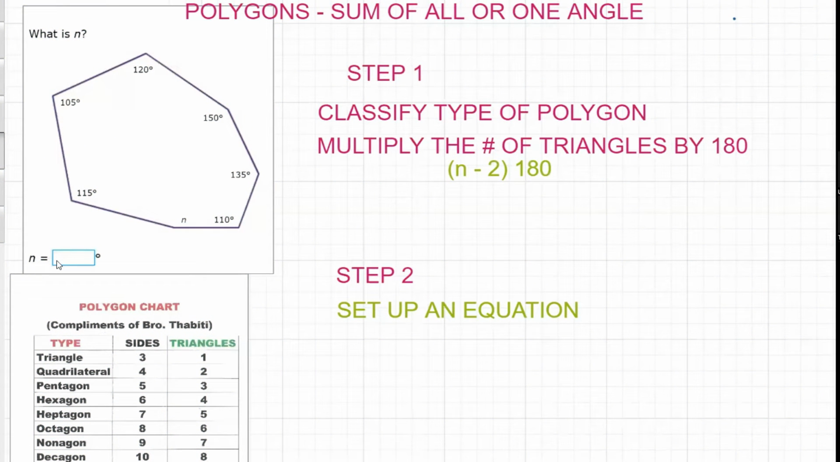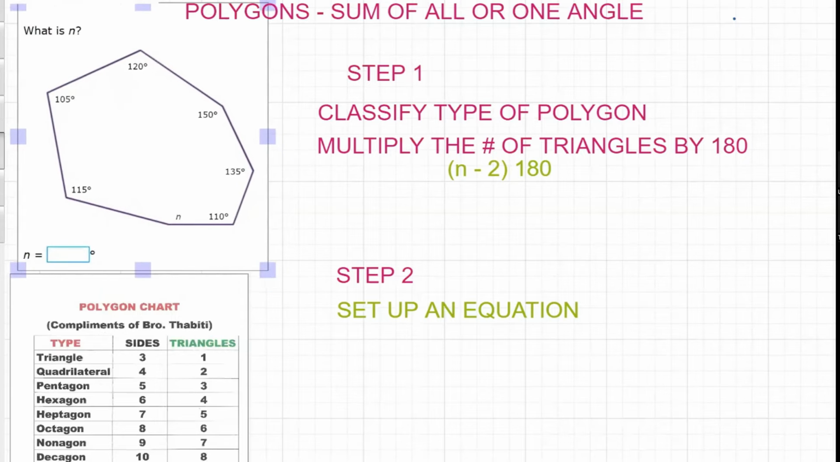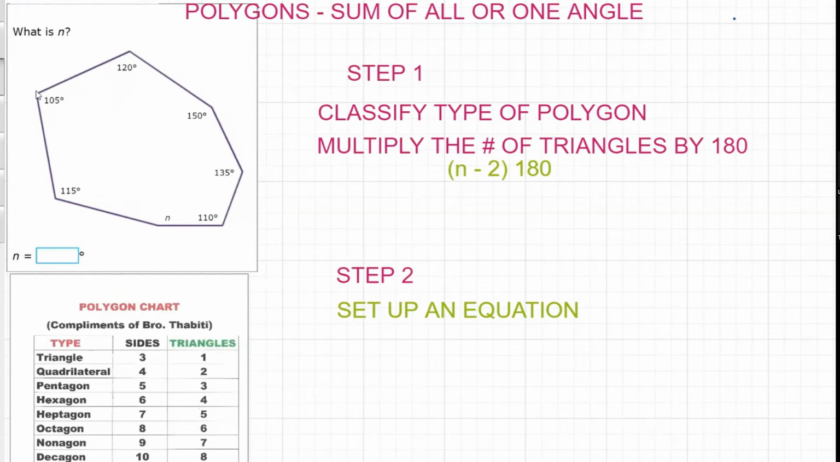All right, we're going to do a different type of polygon. In this particular one, they're giving us all of the angle measurements except for n right here, and we need to figure out what n represents. To do that, the first thing you want to do is classify the type of polygon we're dealing with. First, we're going to add the sides up, starting here.